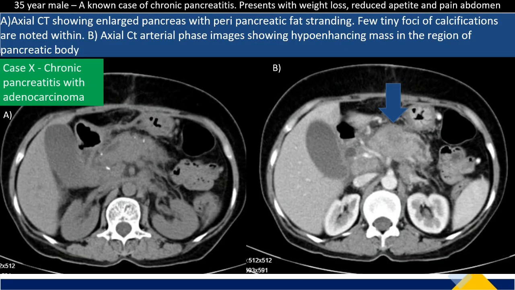35-year-old male, a case of chronic pancreatitis, presents with weight loss, reduced appetite, and abdominal pain. Axial CT showing enlarged pancreas with peripancreatic fat stranding, few tiny foci of calcifications within. Axial CT in arterial phase shows hypoenhancing mass in the region of pancreatic body. This is a case of chronic pancreatitis with adenocarcinoma.